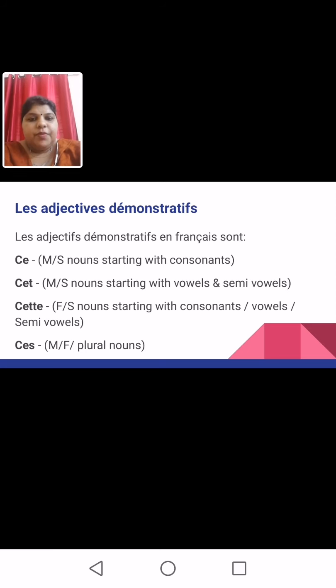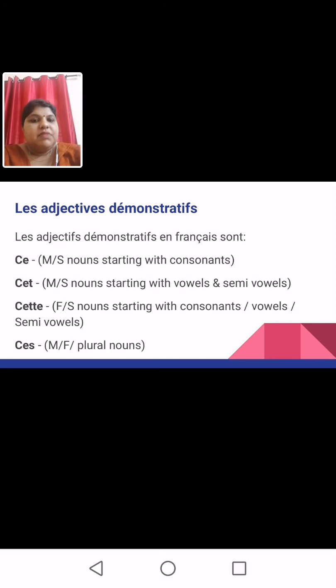When it comes to feminine nouns, whether it is starting with consonant, vowel or semi-vowel, if it is a feminine singular noun, then you have to use cette. So, here you have to be very careful with the usage of ce, cet and cette. And finally, ces is used with plural nouns. Whether the noun is a masculine noun or a feminine noun, it does not matter. If the noun is plural, then you have to use ces.